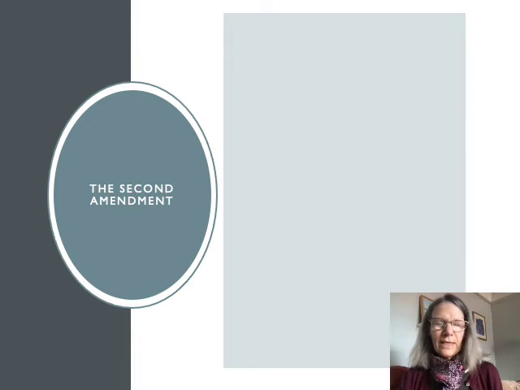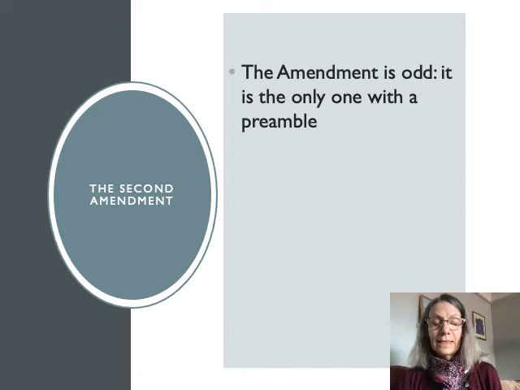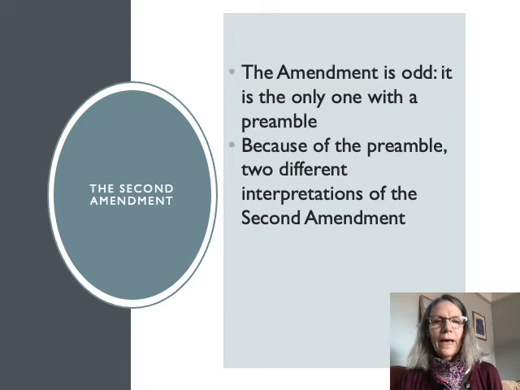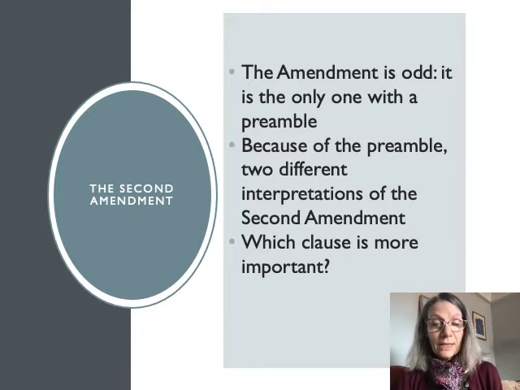What's really interesting about the Second Amendment is that it's an odd amendment. The reason that it's odd is that it's the only amendment that has a preamble. We'll identify where the preamble is in a moment. And it's because of this preamble that we have two different interpretations of the Second Amendment. Because there's a question in the Second Amendment, which clause is more important? In other words, which of these two clauses is the one that drives the overall meaning of the Second Amendment?